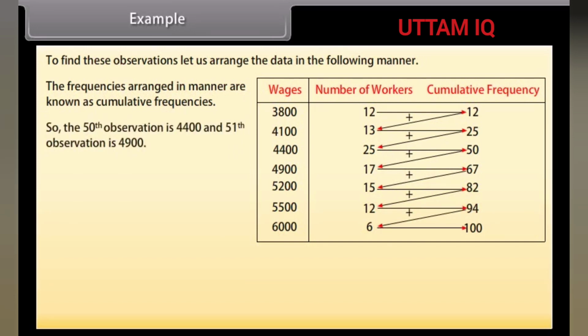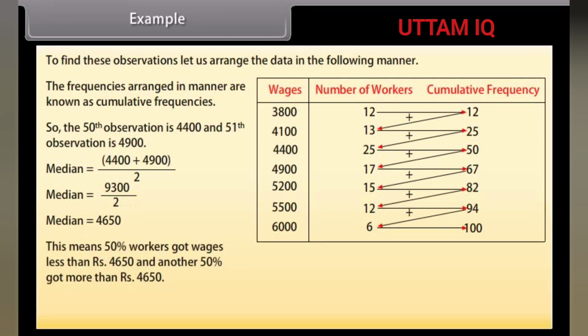So, the 50th observation is 4400 and the 51st observation is 4900. Median is equal to (4400 plus 4900) by 2. Median equals 9300 upon 2. Median is equal to 4650. This means 50% of workers got wages less than rupees 4650 and another 50% got more than rupees 4650.